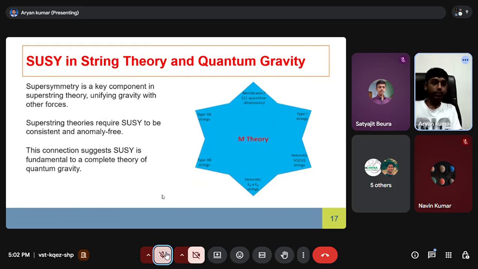It is also present in string theory and quantum gravity. Supersymmetry is a key component in superstring theories, unifying gravity with other forces. Superstring theories require supersymmetry to be consistent and anomaly free. This connection with supersymmetry is fundamental to a complete theory of gravity.